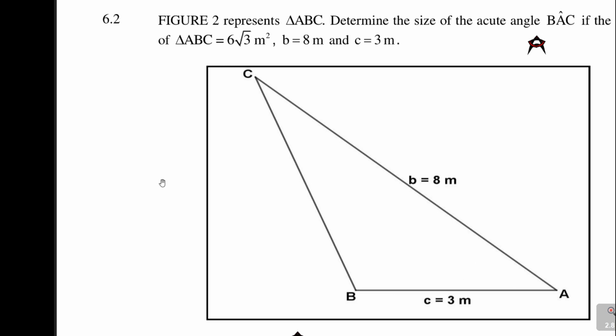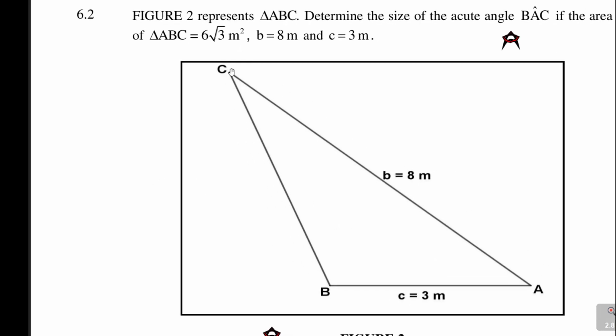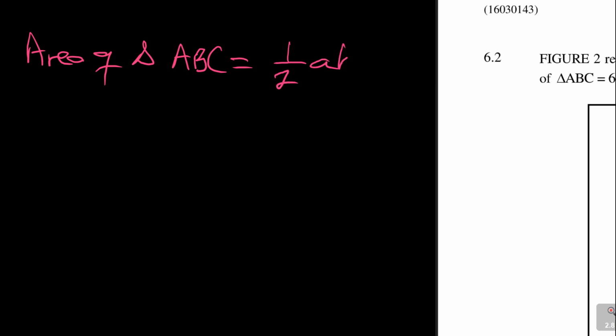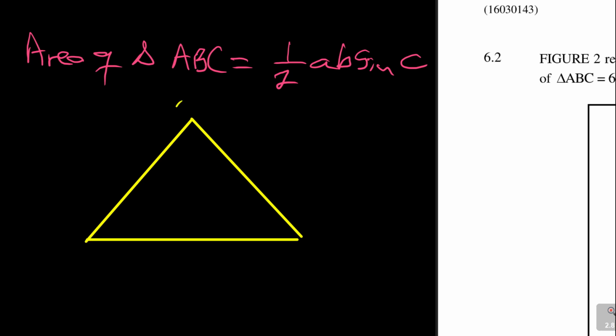Now you remember the area. They say determine the size of BAC. Now you remember the formula. The formula says area of triangle ABC is equal to half ab sin C. Let me plot this so that you can see what it talks about. This is a triangle like this, where you have got A, B, C. Now remember, A is this side, B is that side, C is that side.